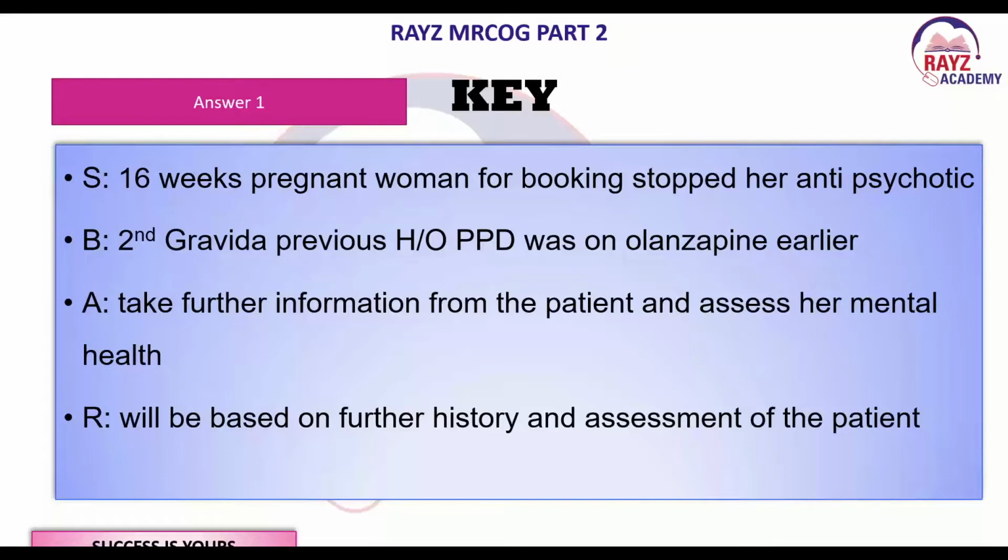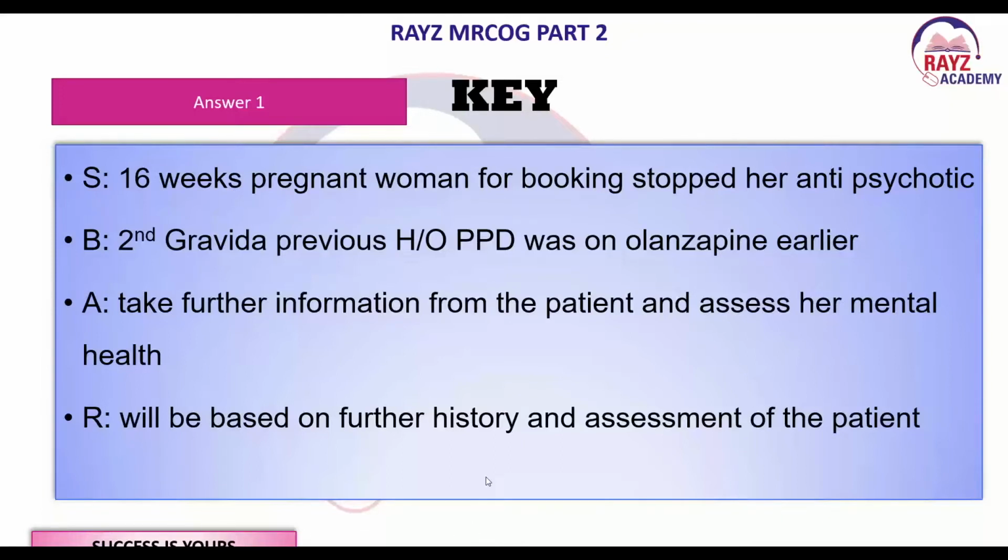So I'll just say how I'll be doing this case. Okay. Hello, I'm Gitika, one of the exam candidates. I have read the scenario and I'm ready for the structured discussion. So the first question was: summarize the case. So this case is regarding a 16-weeks pregnant woman who has come for booking and who has stopped her antipsychotic. She is a second gravida with a previous history of postpartum depression who was on olanzapine earlier.